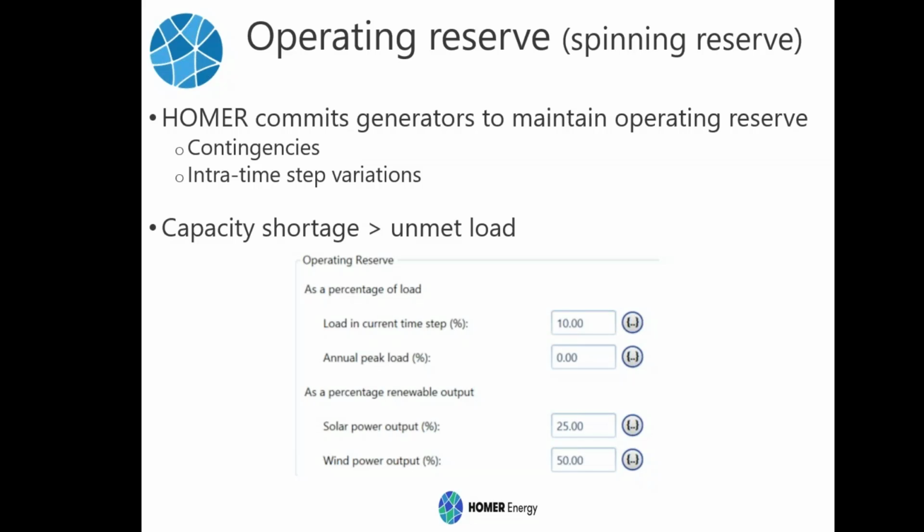Because we require more operating capacity than load for this operating reserve, it's possible for HOMER to say, well, you've got enough capacity to meet your load, but you're not meeting your operating reserve. And so that would show up as a capacity shortage, but not unmet load. And so that's why frequently there'll be more capacity shortage than unmet load. And I always end up explaining that to people, so I thought I'd mention it.